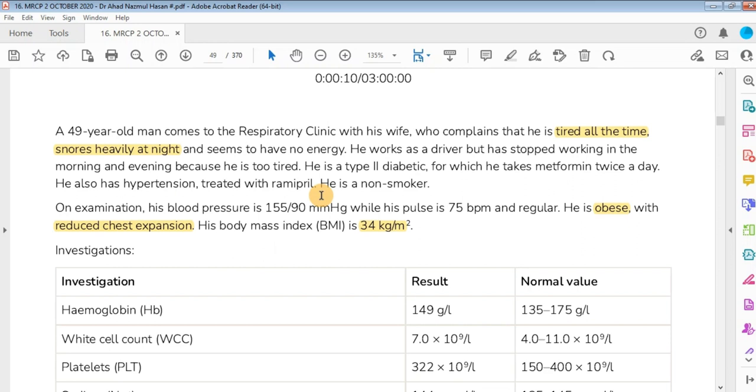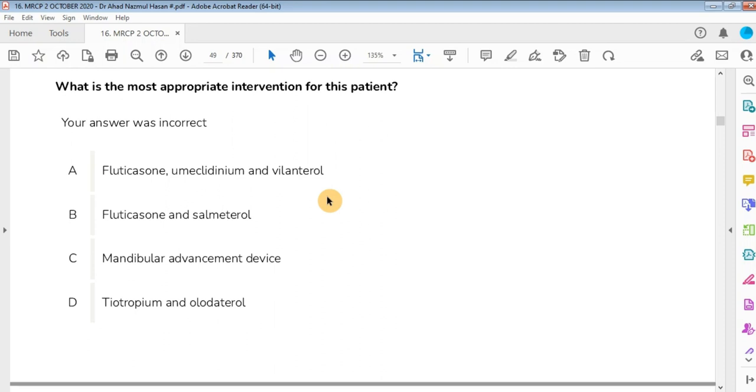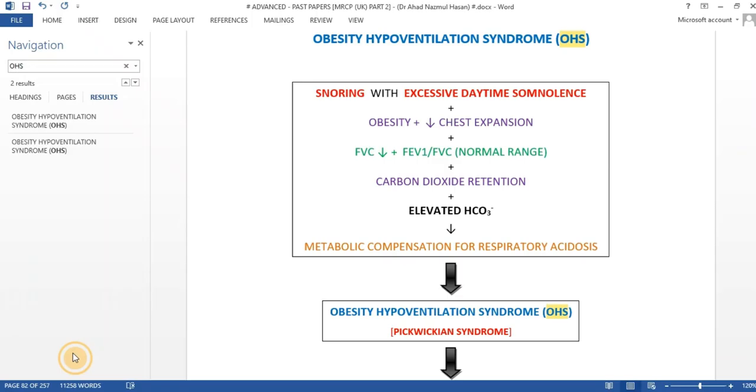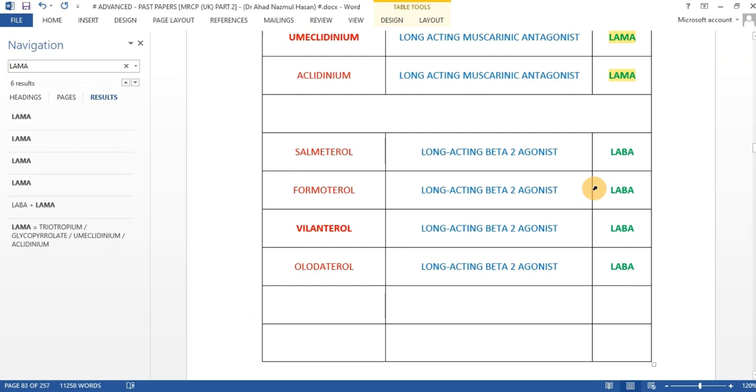So fluticasone, umeclidinium, can anyone tell me whose group of drug is umeclidinium as well as vilanterol? Whose group of drug is vilanterol and olodaterol? Think of salmeterol, formoterol. You will find it easily. Tiotropium, glycopyrrolate or glycopyrronium, umeclidinium as well as aclidinium, they are the long-acting muscarinic antagonists. Remember, they are the antagonists, not the agonists. And salmeterol, formoterol, vilanterol, olodaterol, they are the long-acting beta agonists.